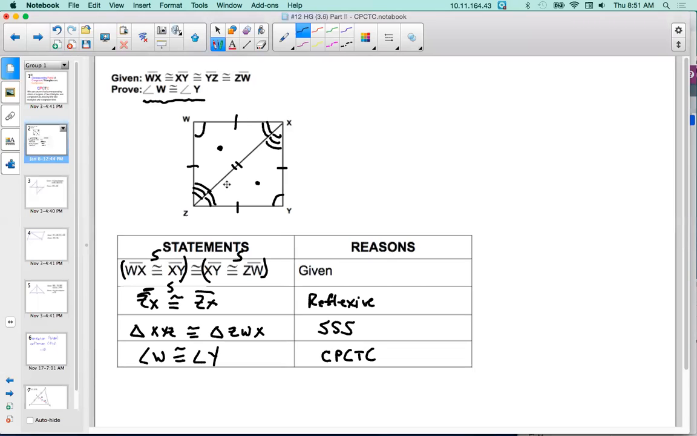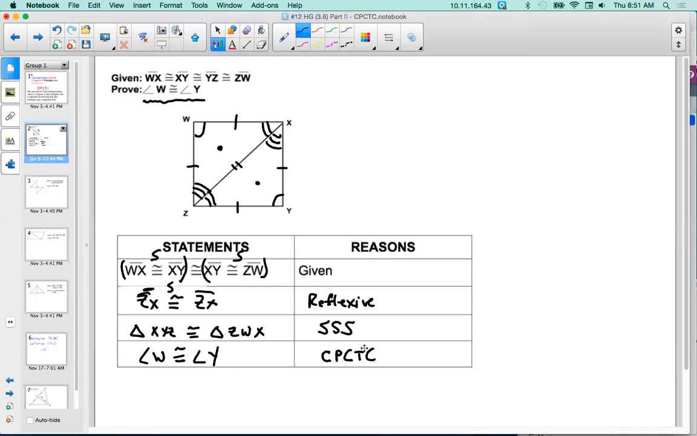Okay? And again, this isn't enough information to say that this is a square. We're not trying to prove that anyway, but we don't have enough information for that. We would have enough information to say that it's a rhombus. All right, but again, we're not trying to prove that either. So this is how we would prove angle W is congruent to angle Y.